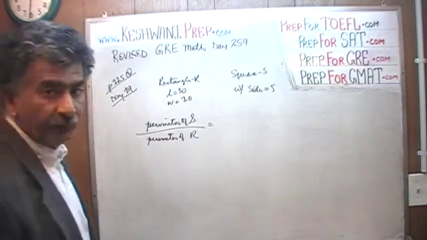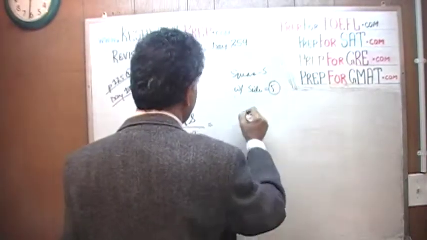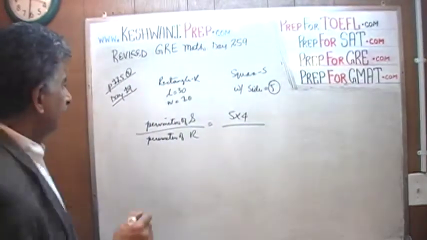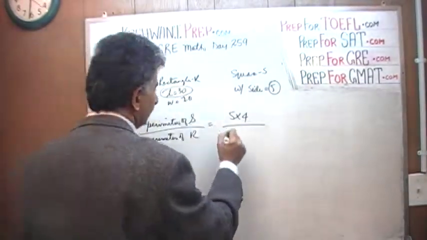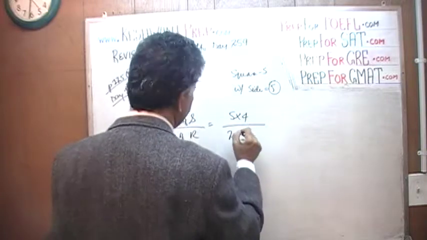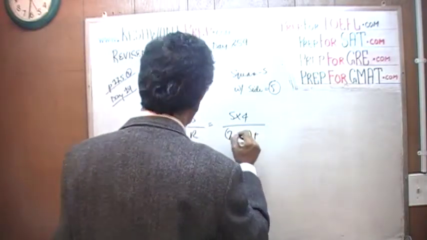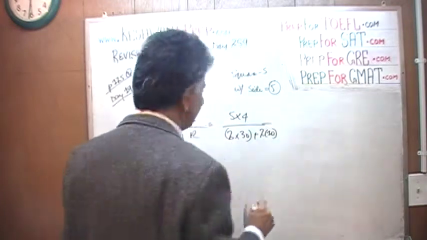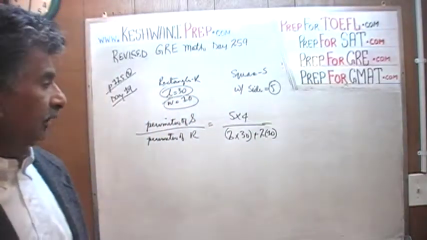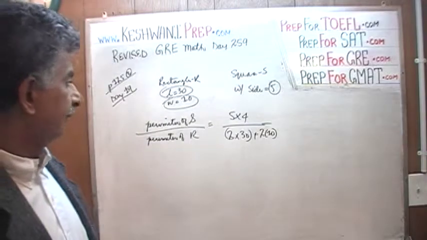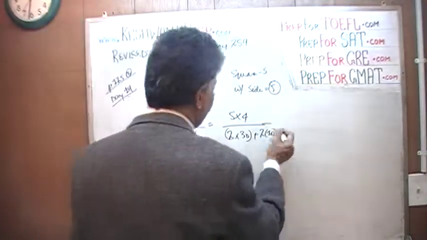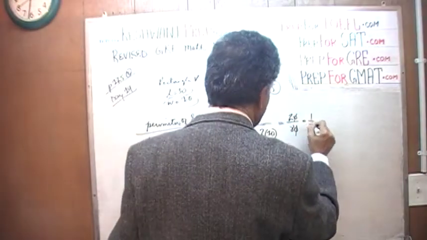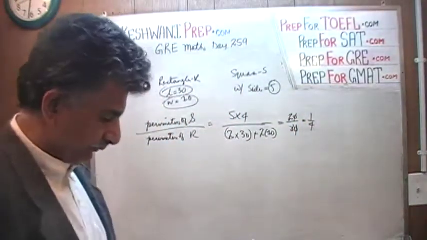Well, the perimeter of the square is very straightforward. Each side is 5, so it's just 5 times 4. In the rectangle, the length is 10. Sorry, length is 30. We have 2 of those. And the width is 10, and we have 2 of those. 2 times length plus 2 times width. So it's 60 plus 20 is 80, so it's 20 over 80, or 1/4. That's it. The ratio is 1 to 4.